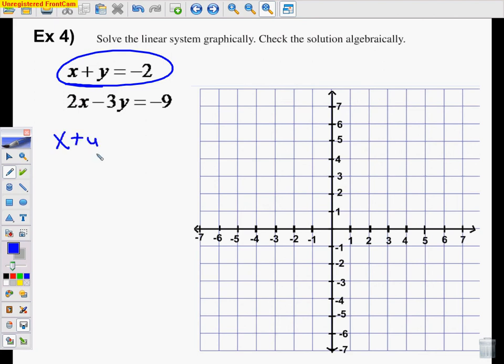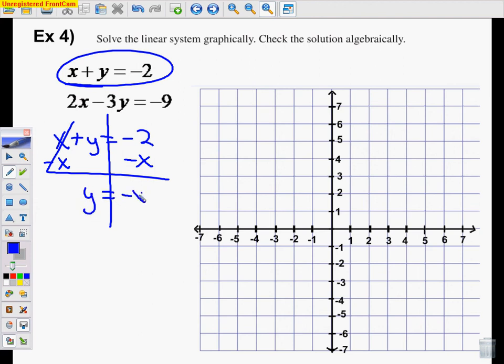is it in slope-intercept form? No. How do you know? Because y is not by itself. How do you get y by itself? Well, you have to subtract x from both sides, right? So the x's on the left cancel out, leaving you with y. On the right, that leaves you with -x minus 2. Is it in slope-intercept form now? Yeah, because the y is by itself on the left.